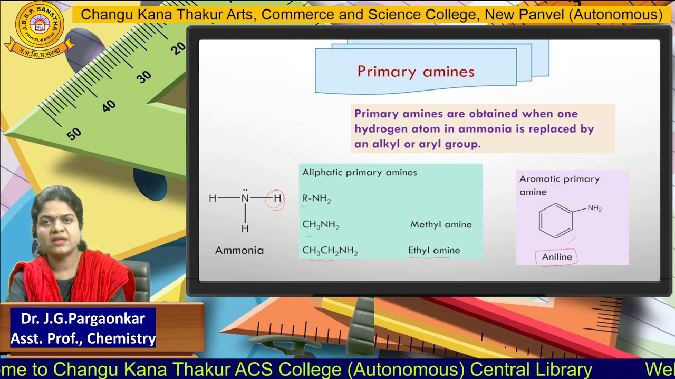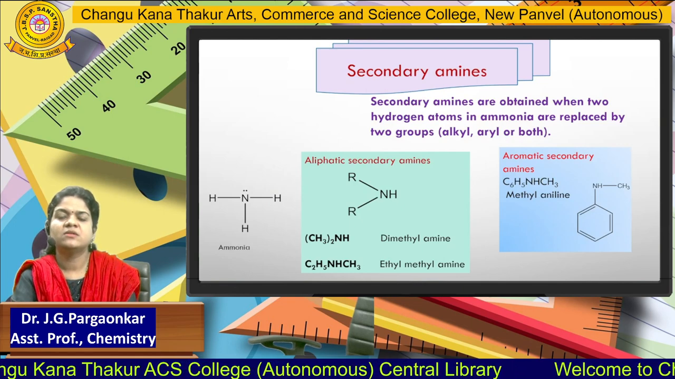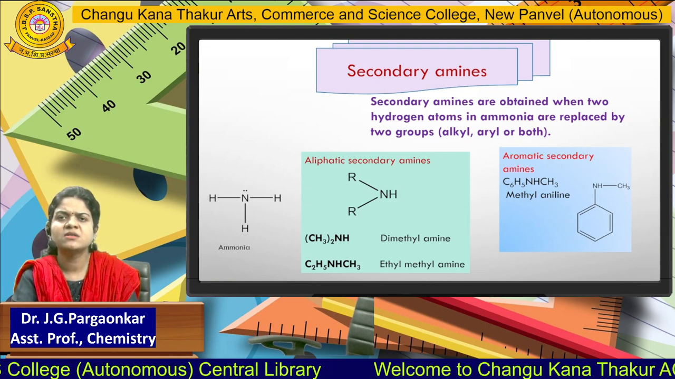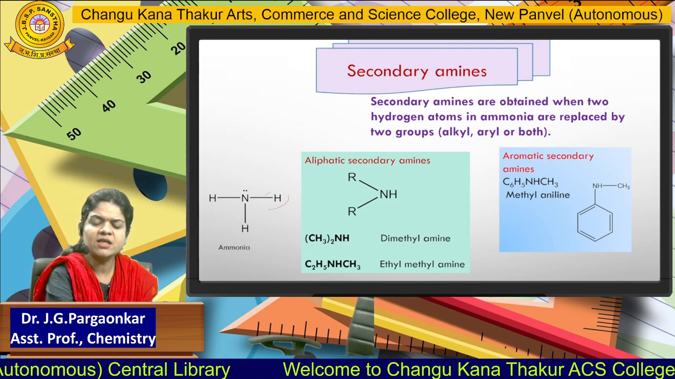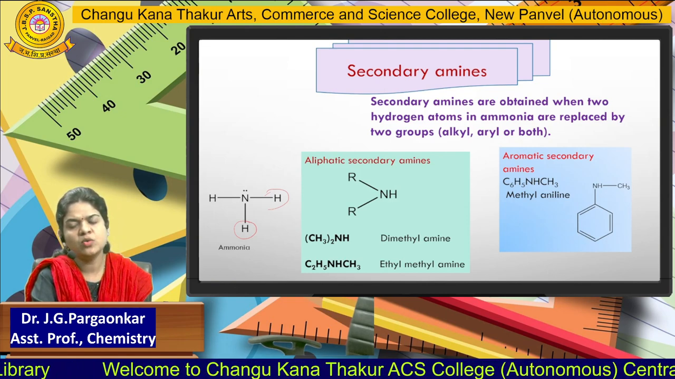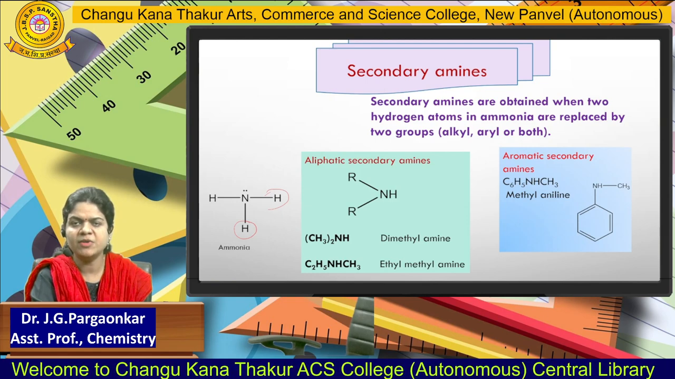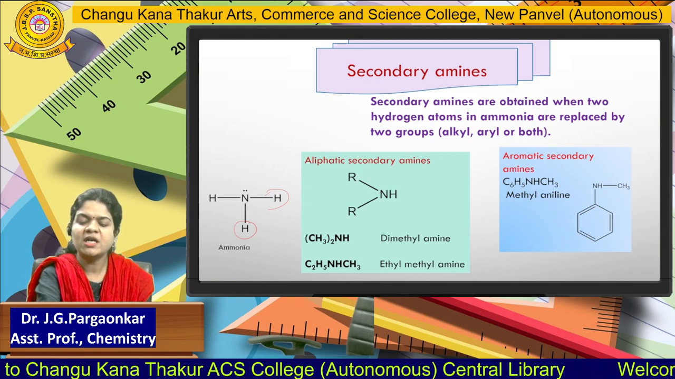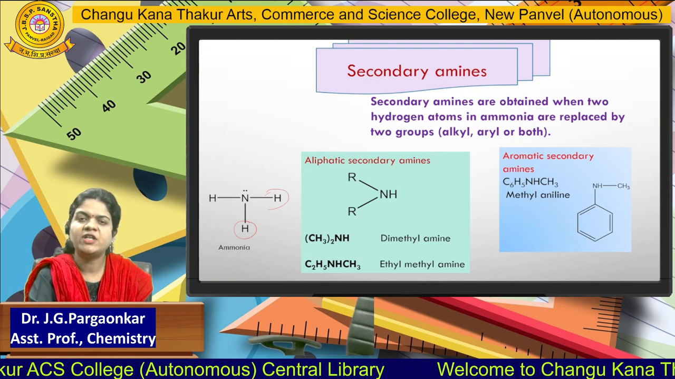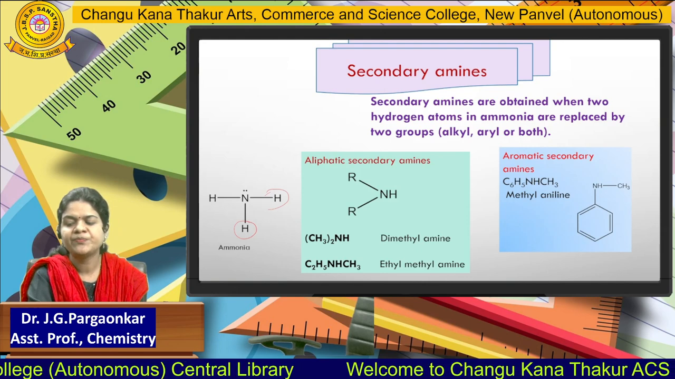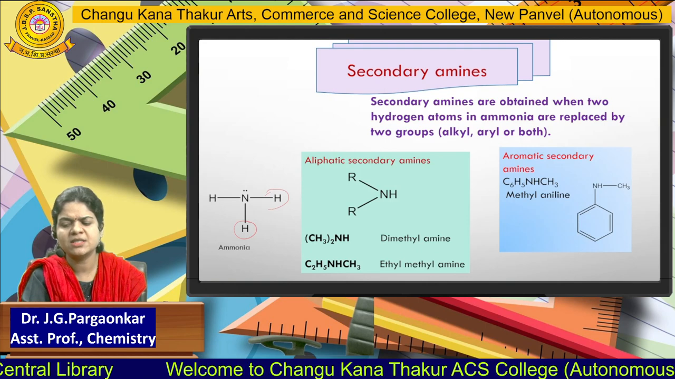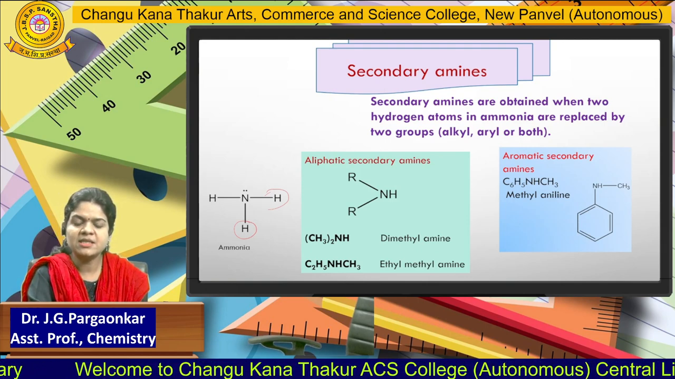See, on the next slide, we will see the secondary amine. Secondary amine means when two hydrogen atoms from ammonia are replaced by alkyl or aryl groups or both, then we get the secondary amine. Again here, two types are there, aliphatic secondary amine and aromatic. Aliphatic means hydrocarbon radicals will be there, and aromatic means phenyl rings will be there, then we call it aromatic secondary amine. So, let's see the examples.